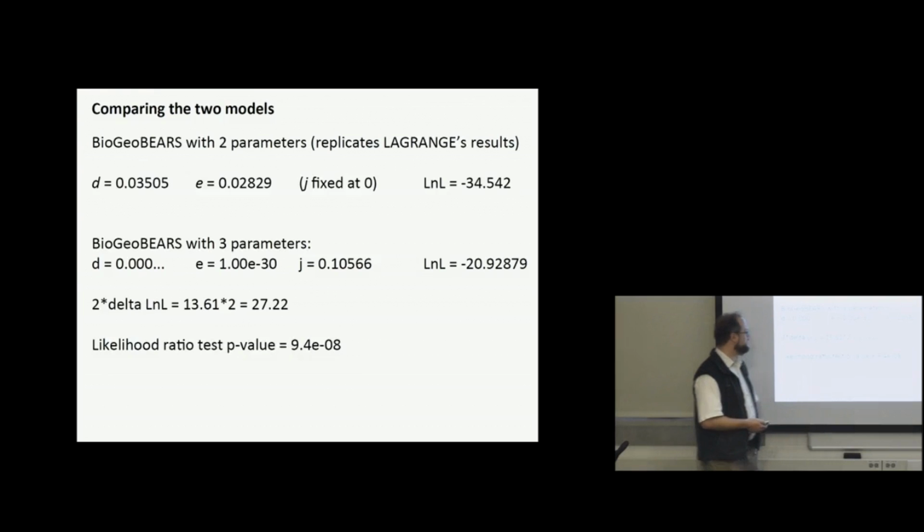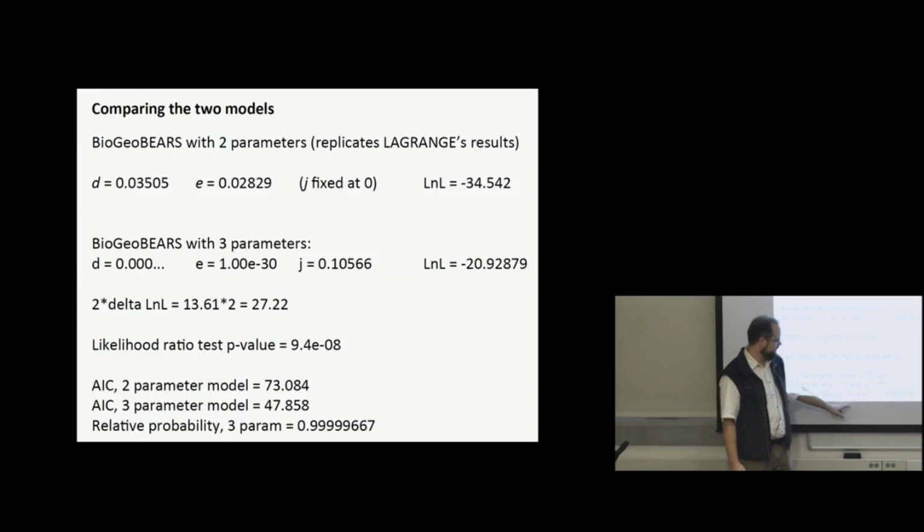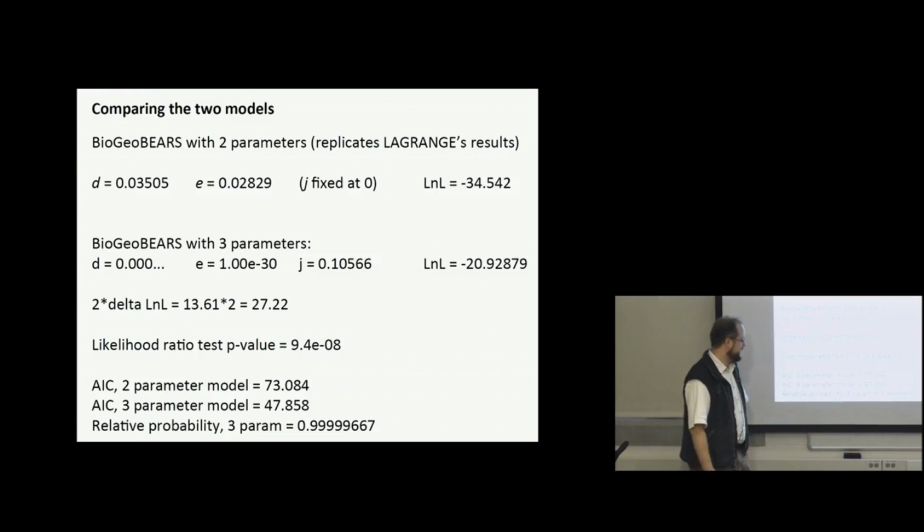You can use the likelihood ratio test because these are nested models. You can test the null hypothesis that the 2 models confer the same likelihood on the data. And that's rejected with a p-value of 9.4 times 10 to the negative 8th. You can do AIC and calculate model weights. And the model weight for this particular data set in favor of the 3-parameter model is 99.999 something percent.